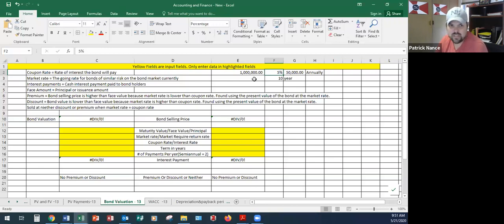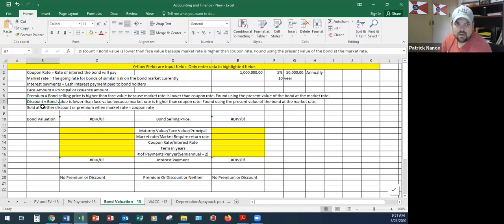Similarly, the other direction is a discount, where the bond selling price is lower than face value.